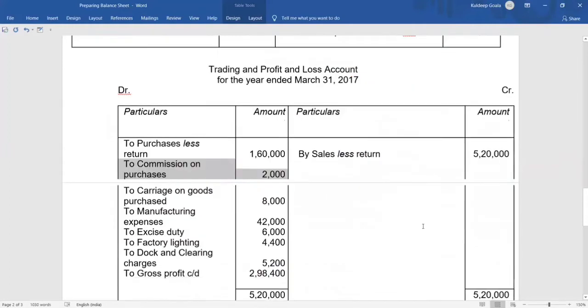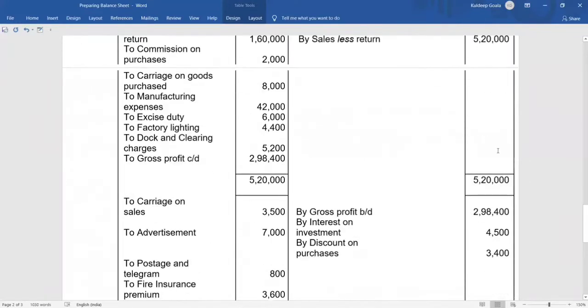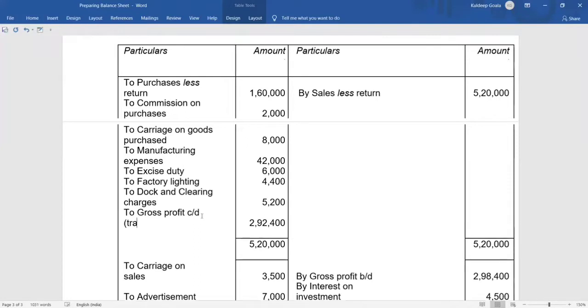So what we will do is the balancing. Now sales less return is 5,20,000, and on this side we can see obviously the credit side is more. Since the credit side is more, take the credit side total on both the sides, 5,20,000, and bring it here, 5,20,000, and deduct all these sides. Here also one correction will be there. The 6,000 has come up here. So now it will not be 2,98,000, it will be 2,92,000, because that 6,000 will also be deducted from this side. So it will become 2,92,000. What will you write? To gross profit carried down, and in the bracket you can write transferred to profit and loss account.